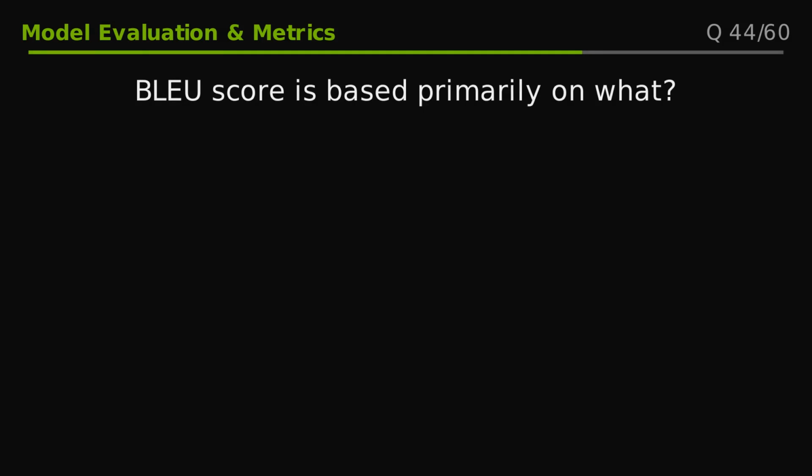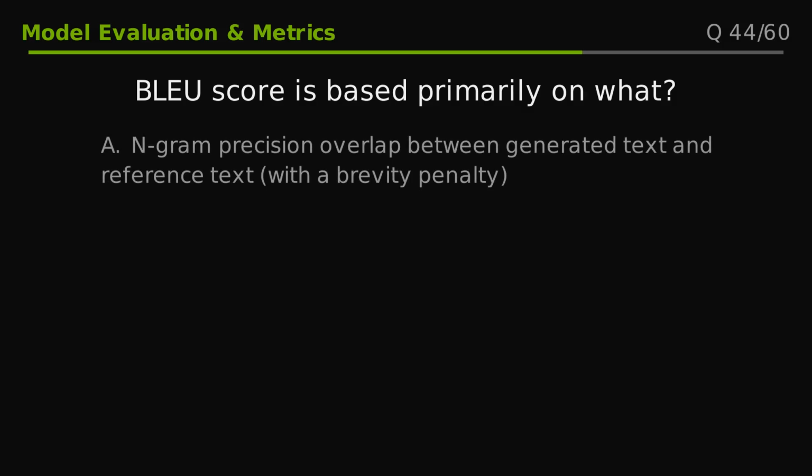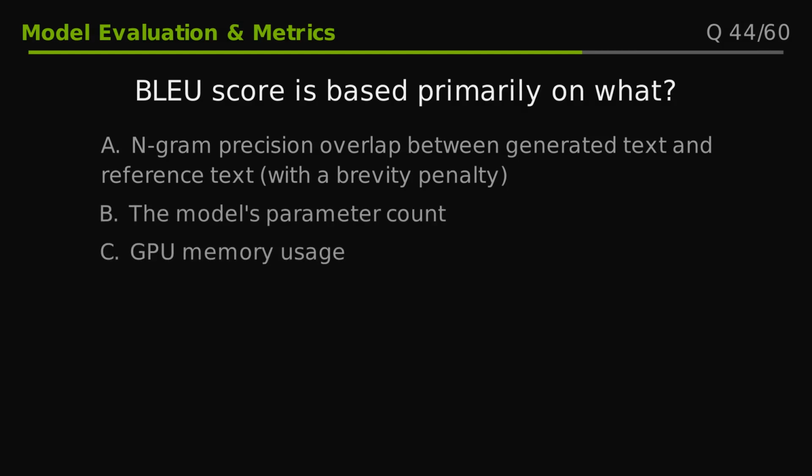Question 44. BLEU score is based primarily on what? Option A, n-gram precision overlap between generated text and reference text with a brevity penalty. Option B, the model's parameter count. Option C, GPU memory usage. Option D, the number of training epochs.